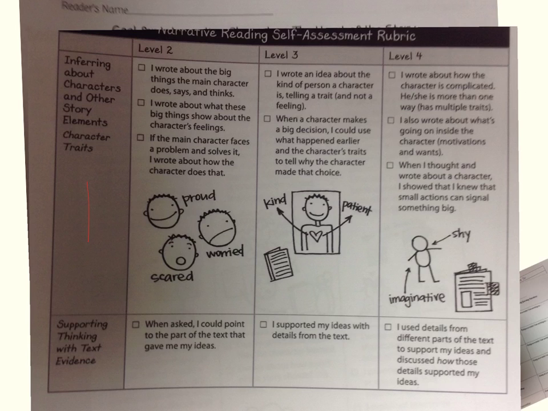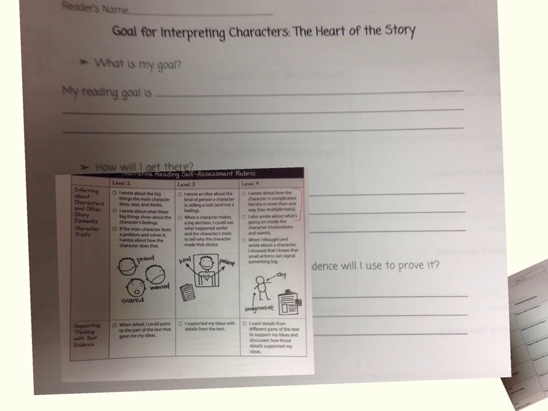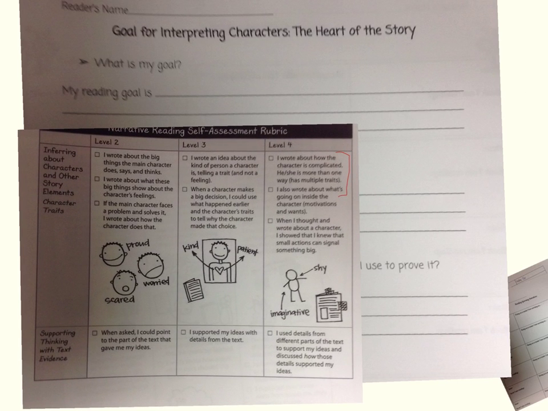And I had trouble writing about how the character was complicated and how they were more than one way, which is this first one right here. So that's going to be my goal. So readers, I am going to write in the first blank, my reading goal is to identify how characters are complicated. Notice that I'm taking the words directly from the self-assessment rubric.